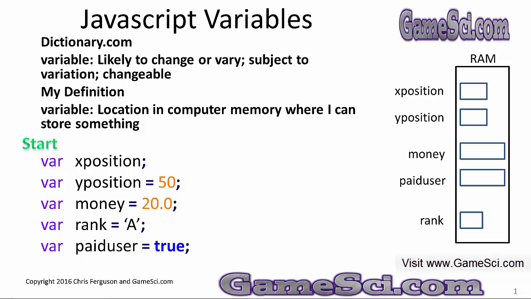Let's start with JavaScript variables. According to dictionary.com, a variable is likely to change or vary, subject to variation or changeable. My definition, or the way I've thought of variables, is it's a location in computer memory where I can store something. It's a cubbyhole where I can put something and use it later. I like to think of variables as a location in memory where I can store things. But keep in mind, it's subject to change. It will vary. That's why they're called variables. They change as the program executes.